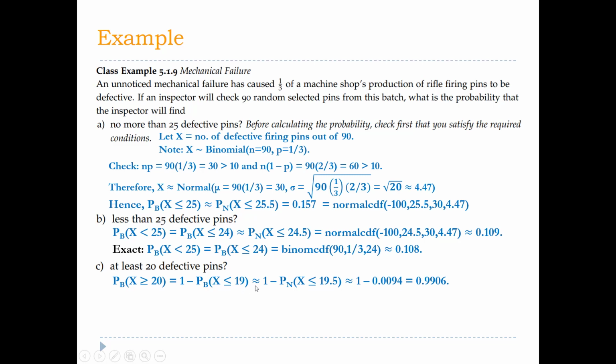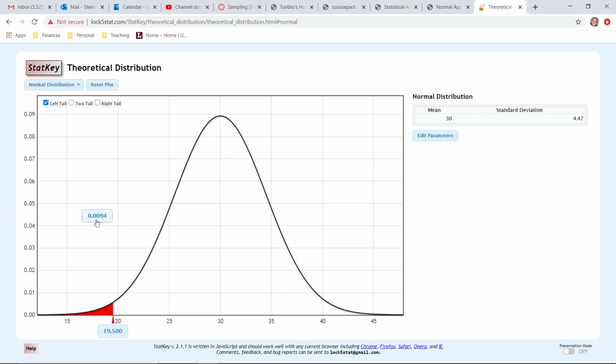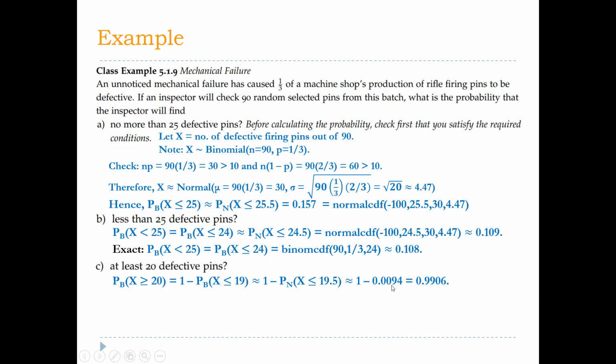And we say this will be approximately equal to 1 minus the probability. Again, we treat x as if it's normal, but then we have to do the continuity correction and add 0.5. And so if you use StatKey, change that to 19.5, you get an area to the left of 0.0094, and that's where I got that. So subtract it from 1, you get a probability of 0.9906.